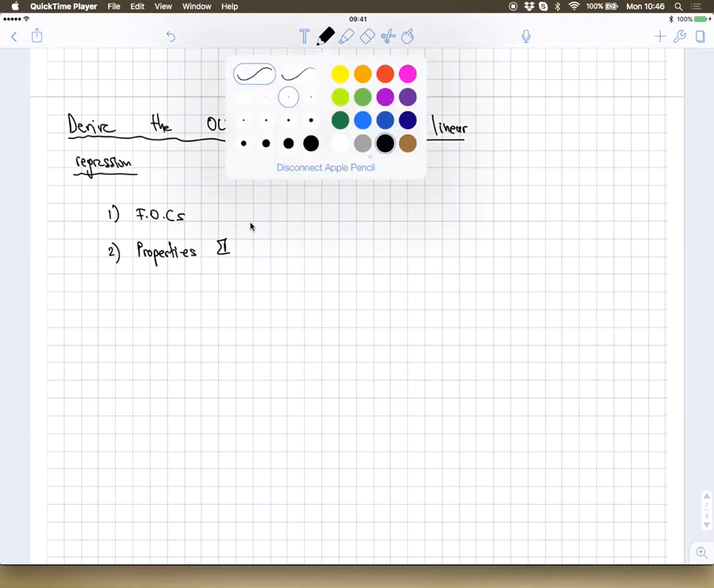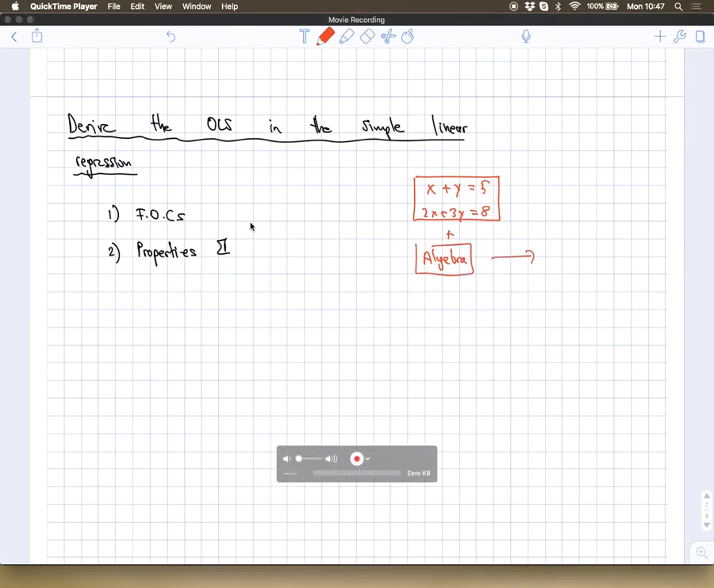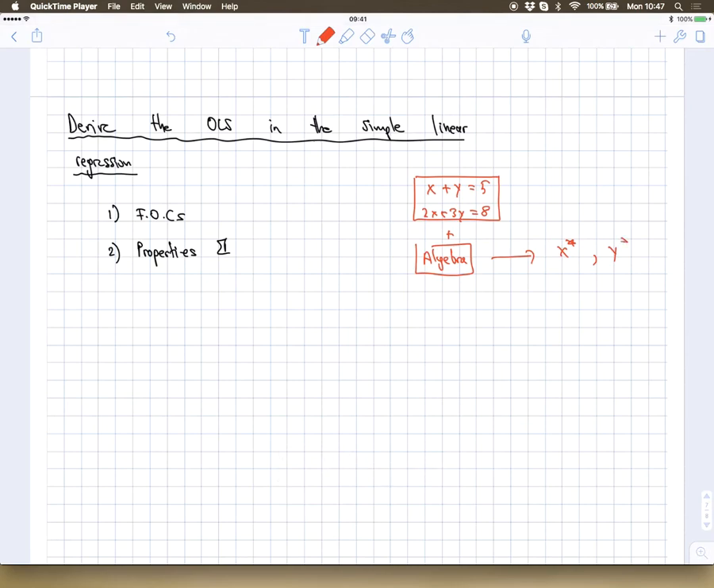Let me give you a parallel of this. If I told you something like x plus y is equal to 5, 2x plus 3y is equal to 8, could you find the x and y that satisfy these two equations? Of course. What do you need in order to do that? Well, you need these two equations, and you need algebra, right? So these equations, together with algebra, will lead you to the x star and the y star that you're looking for. Okay? You should all be able to do that.